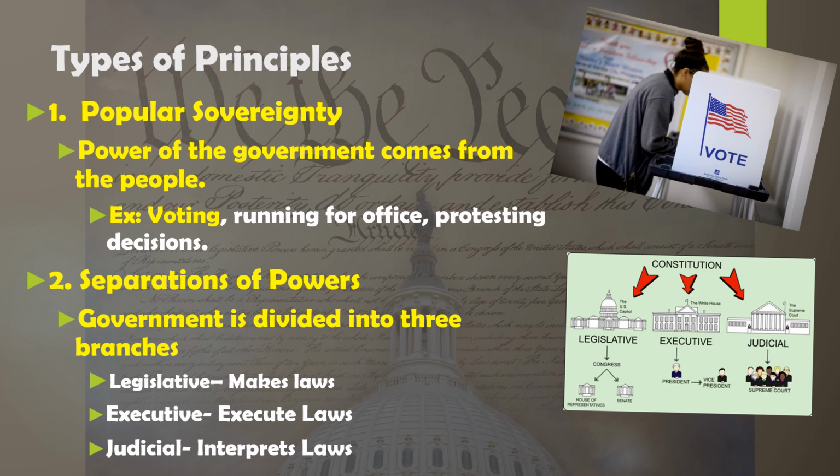Number two is separation of powers. This was something that we talked about with Montesquieu. The government is divided into three branches: the legislative, executive, and judicial. The legislative makes laws, the executive executes and carries out laws, and the judicial interprets the laws. Remember, you use the acronym Let's Eat Jello to remember those specific branches. Separation of powers divides the government into three different branches, and they all have different responsibilities within our own government.